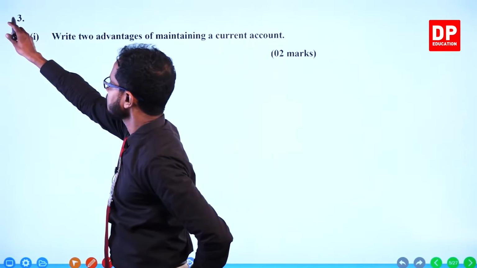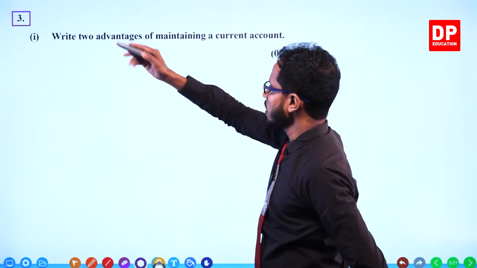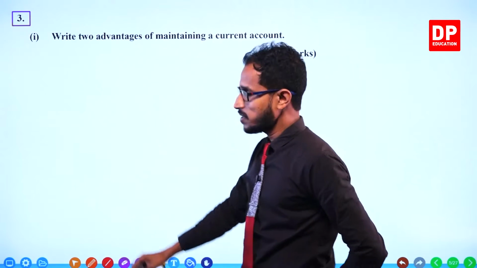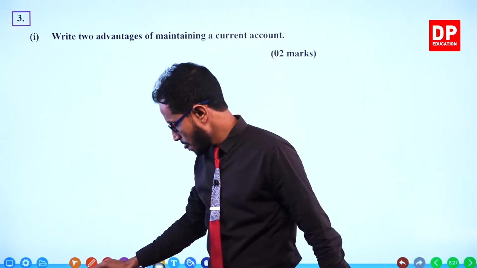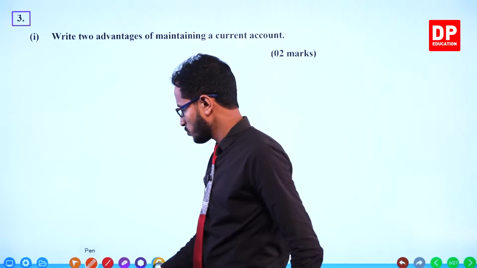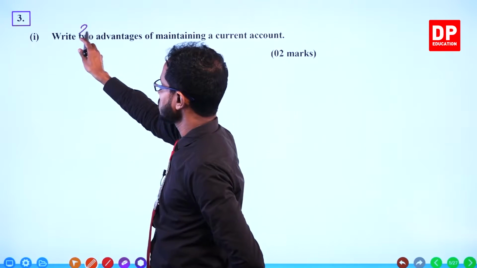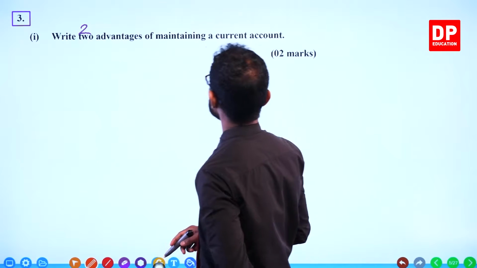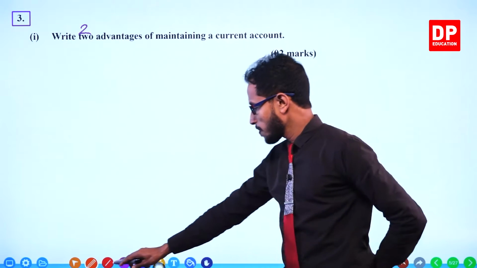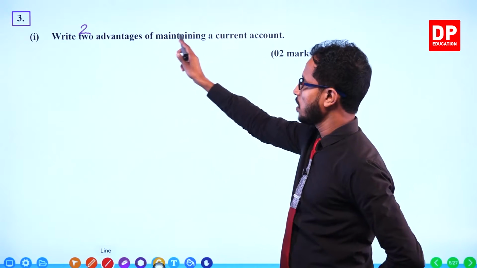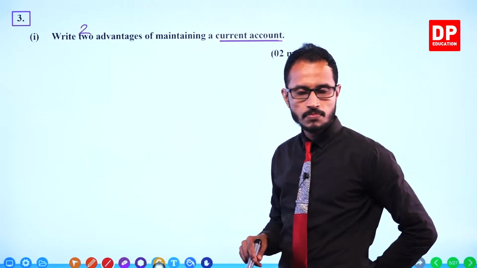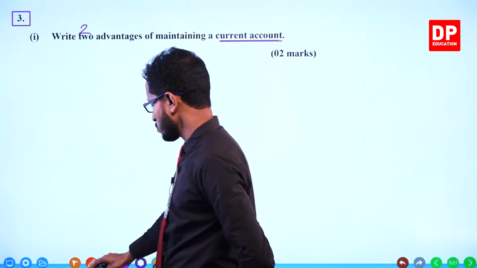Number 3. Write 2 advantages of maintaining a current account. You can write 5, but they're asking only for 2. So let's write 2 advantages of maintaining a current account. Where do you maintain current accounts?